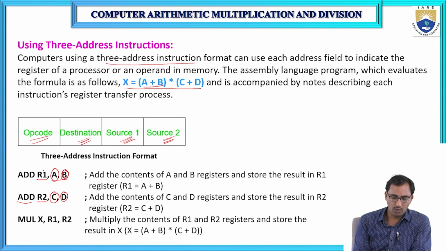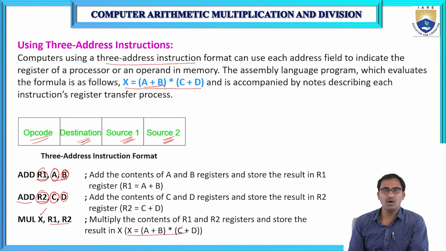Okay, so now r1 has the sum of a plus b and r2 has the sum of c plus d. Now I am multiplying this r1 register with r2: mul x comma r1 comma r2. After multiplication, the result will be stored in x. Okay. So this is how we can implement an arithmetic expression using one address instruction, two address instruction, and three address instruction.